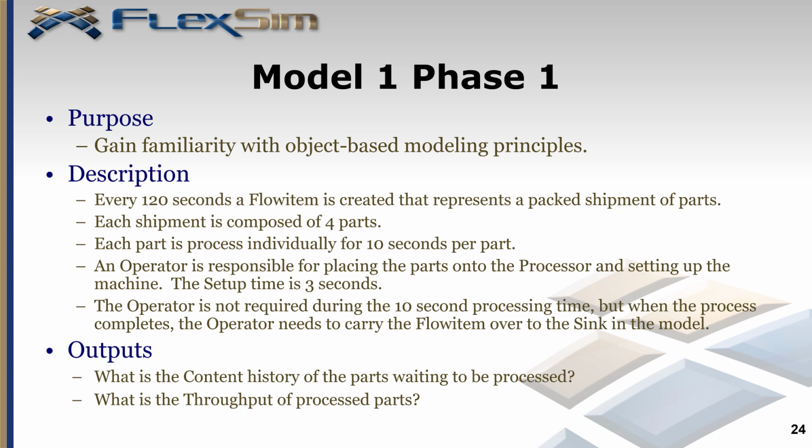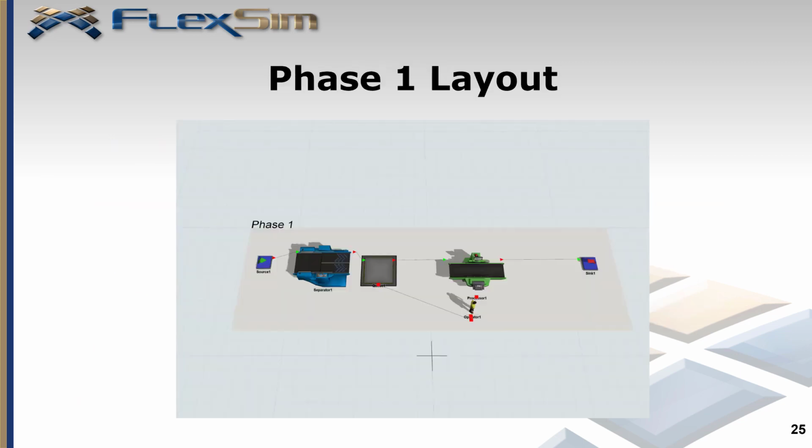An operator is responsible for placing the parts onto the conveyor and setting up the machine. The setup time is 3 seconds. The operator is not required during the 10-second processing time, but when the process completes, the operator needs to carry the flow item over to the sink in the model. And then we'll look at outputs. What is the content history of the parts waiting to be processed? What is the throughput of processed parts?